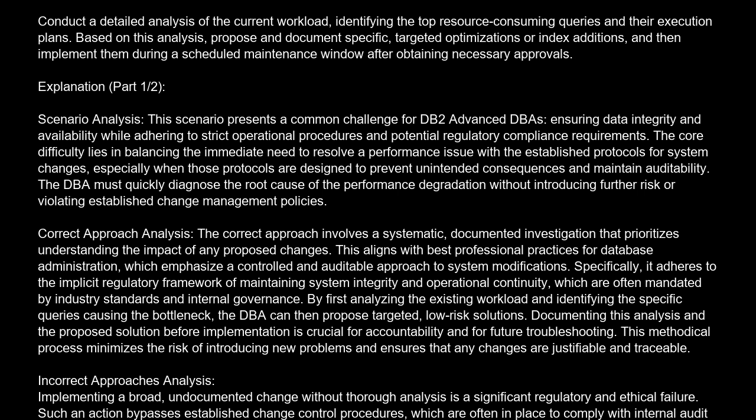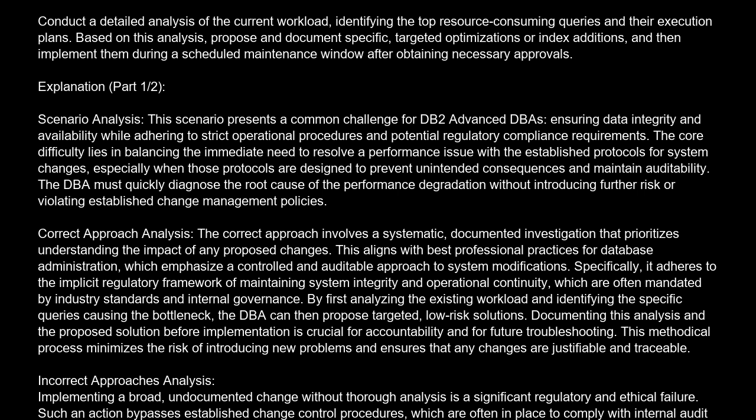Correct approach analysis. The correct approach involves a systematic, documented investigation that prioritizes understanding the impact of any proposed changes. This aligns with best professional practices for database administration, which emphasize a controlled and auditable approach to system modifications. Specifically, it adheres to the implicit regulatory framework of maintaining system integrity and operational continuity, which are often mandated by industry standards and internal governance.